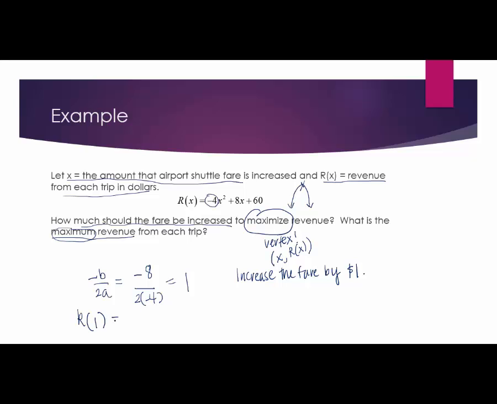Let's plug it into r to find the corresponding y value. That'll be negative 4 times 1 squared plus 8 times 1 plus 60. Negative 4 plus 8 is 4, plus 60 is 64. If we increase the fare by $1, the maximum revenue will be $64.